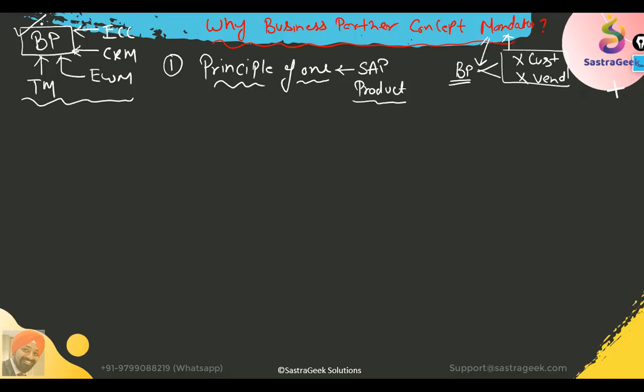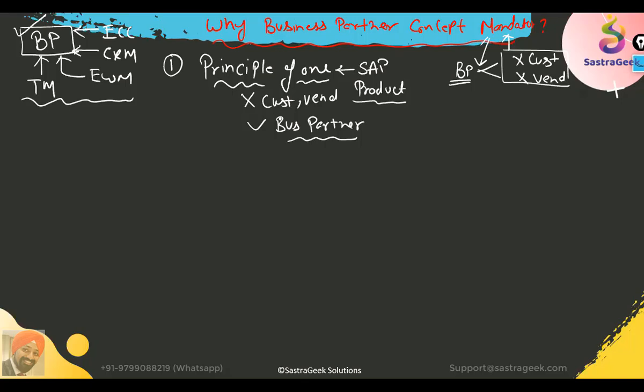So that's what they have done here with S4 HANA. They said that no direct creation of customer and vendor, mandatory business partner. So what has been simplified here? Their product has been simplified here.